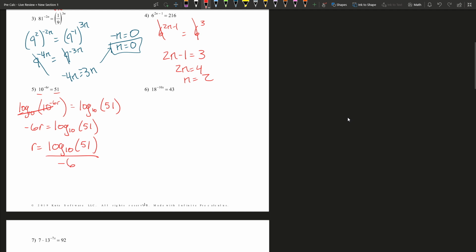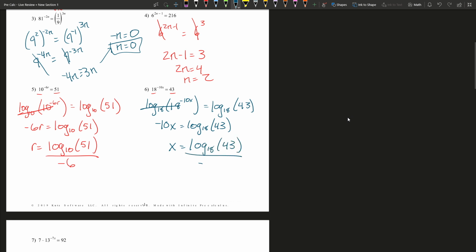Okay, number 6. Again, 18 and 43 don't have a common base, so in order to get rid of this base of 18, we have to take a log base of 18 on both sides. When we do that, this log base 18 cancels this 18, and we're left with negative 10x. Then you divide by negative 10, so x will equal log base 18 of 43 divided by negative 10.